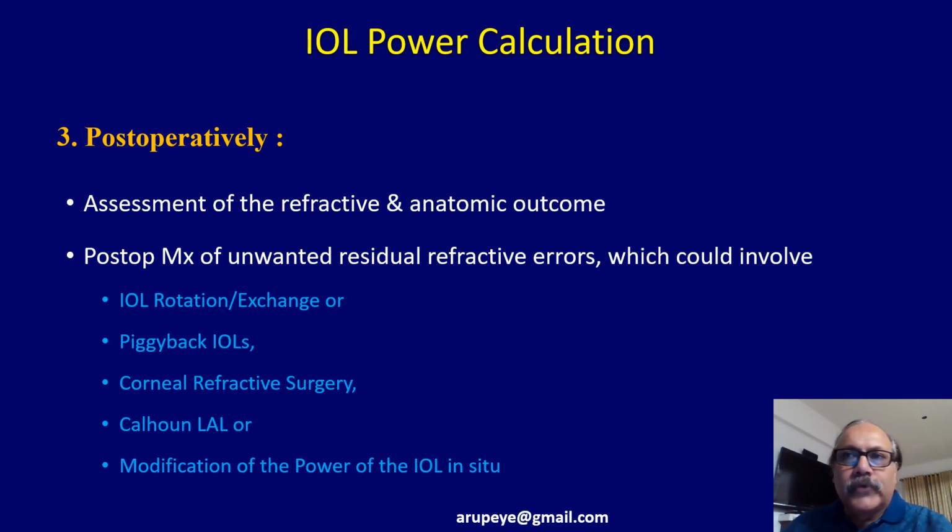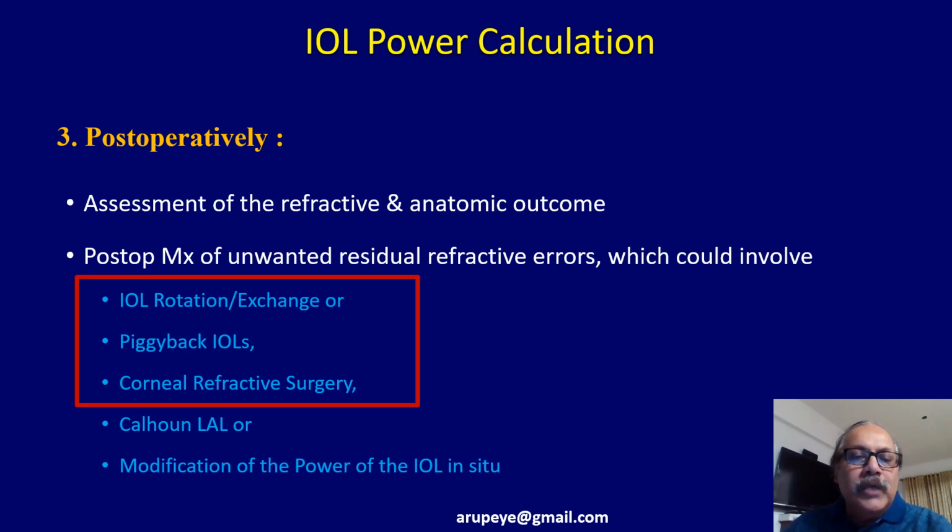Postoperatively is the moment of truth. Here you realize how well you have performed. So you assess the refractive and anatomic outcome of your cataract IOL surgery. And if you have a refractive surprise for whatever reason, you should be able to perform the remedial surgeries like IOL rotation, exchange, piggyback intraocular lenses, or corneal refractive surgery. And if the residual refractive error calls for adjustment of the A constant, that also has to be done, and I'll be talking more about it in a while from now.